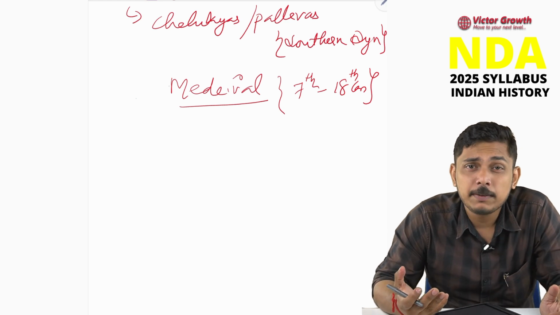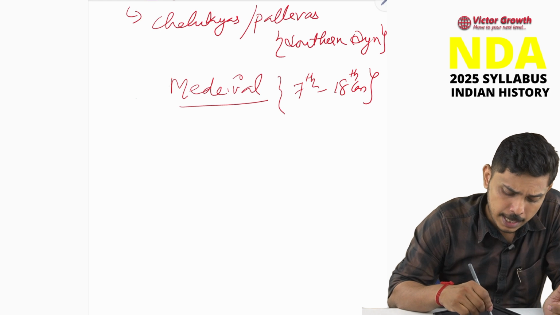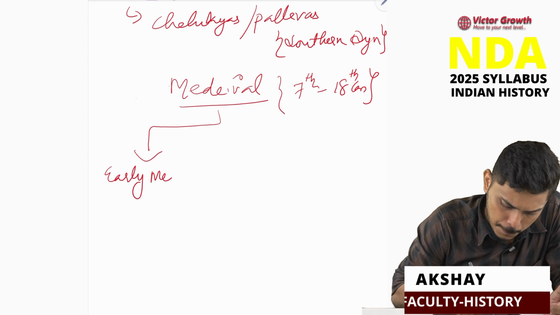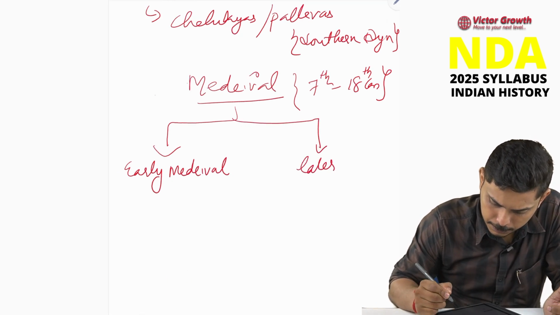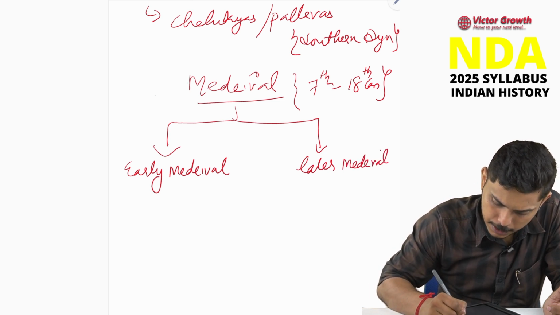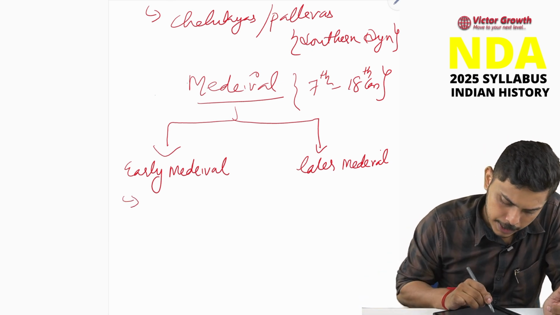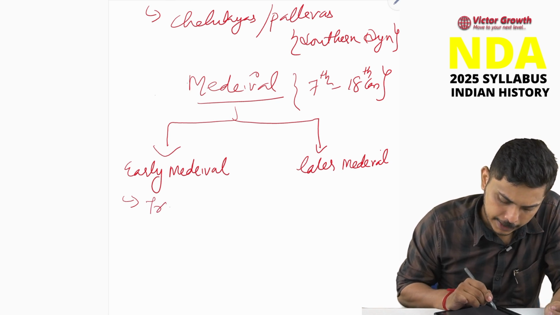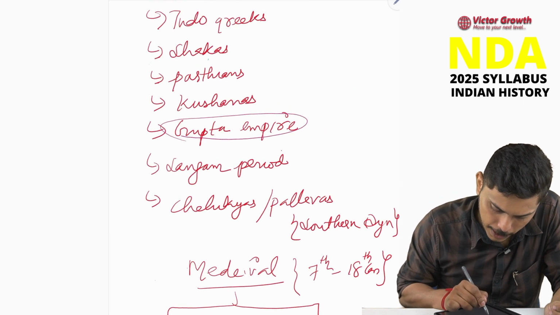Medieval India is again divided into two divisions: early medieval India and later medieval India. In early medieval, you may have to study nearly five things. That is the tripartite struggle.